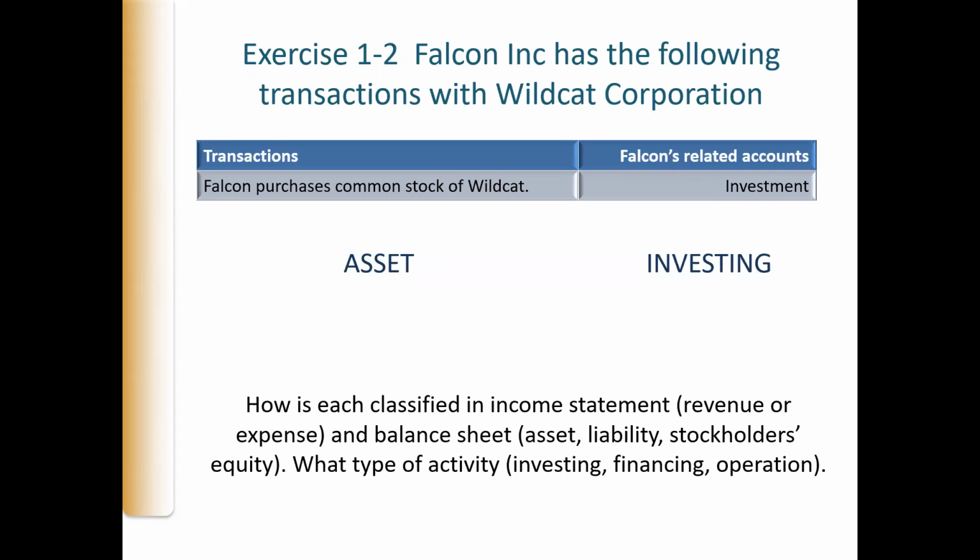Think of purchasing another company's stock as a long-term asset, as we would do for a building or a piece of equipment. It's going to provide us with a benefit for greater than 1 year. Next one, Falcon borrows from Wildcat by signing a note. The account is called notes payable. Guys, what financial statement has liabilities in it? The balance sheet, right? And it's a liability. And this type of activity we call financing, borrowing money.